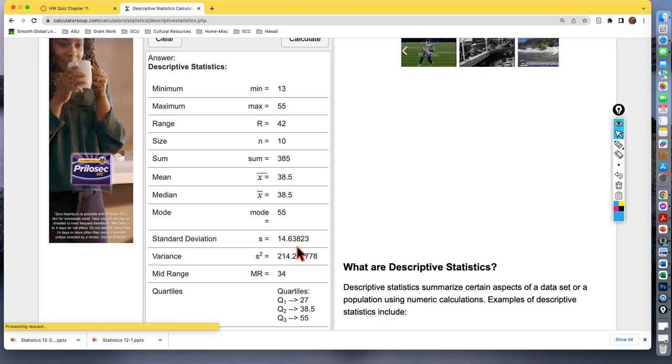I do have a video that will show you all these steps if you're interested, but what I'm going to have you do is use the calculator to get the standard deviation. We'll use it a lot more next Tuesday as well in that lesson.